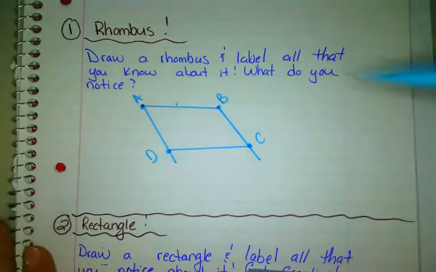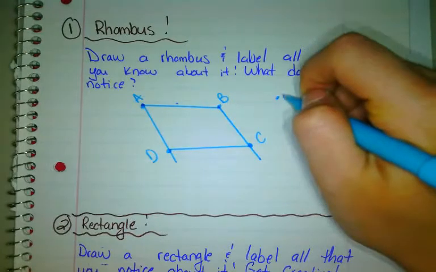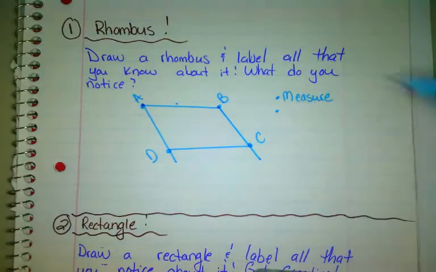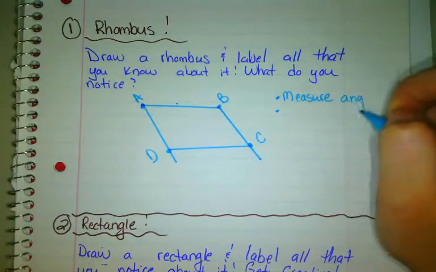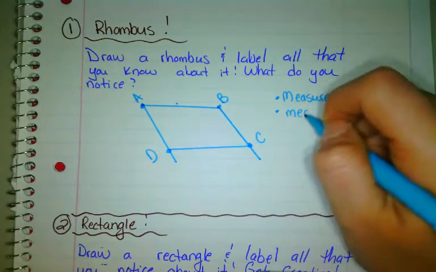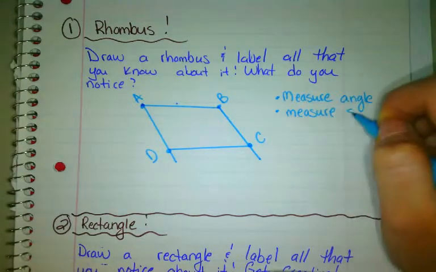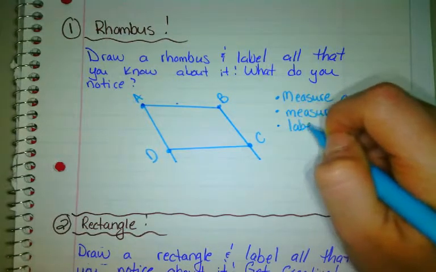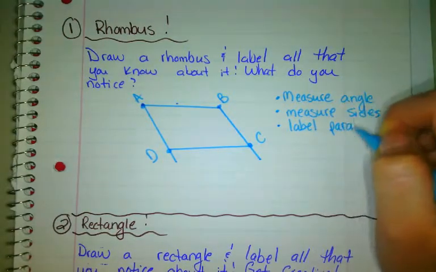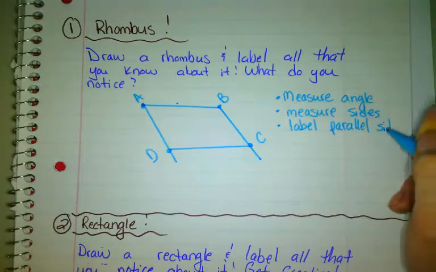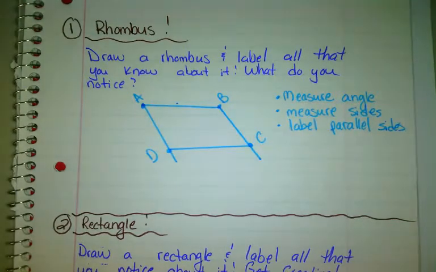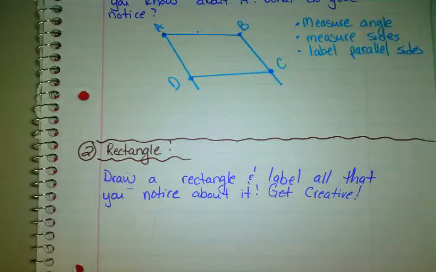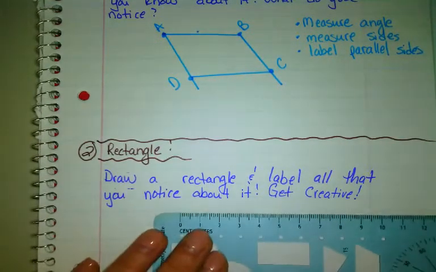I want you to go through. I want you to measure all of the angles of your rhombus. I want you to measure the side lengths. I want you to label parallel sides. Okay? And down here for a rectangle, you guys can get creative with that. I guess I will draw a rectangle for you guys. It will take me 2 seconds here.